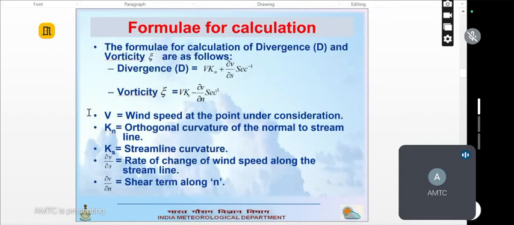Okay, this is a very simple formula which we will discuss. What is this formula for? Averages V·n plus delta V by delta S, meters per second per second. So there are two concepts, the same in vorticity, V·Ks minus delta V. So what is Kn?